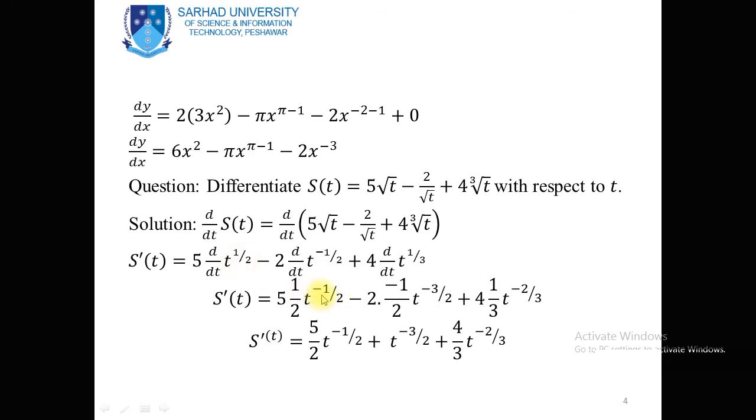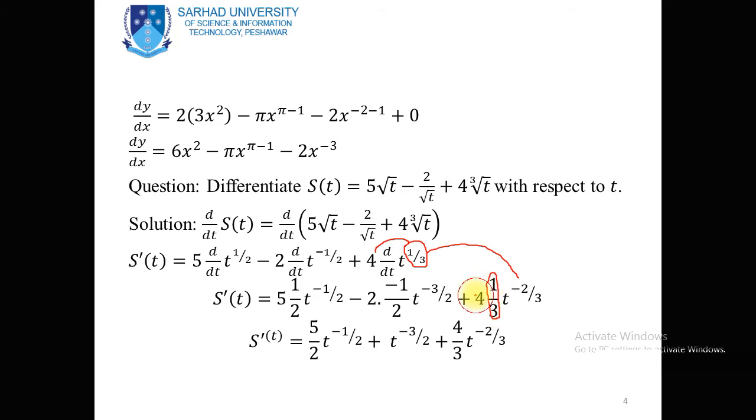1 over 2 minus 1 equal to minus 1 over 2, and now multiply this power with this coefficient and subtract 1 from the power. We obtain minus 2 dot minus 1 over 2 into t power minus 3 by 2, and similarly multiply this power. I want to highlight this power. Multiply this power with the coefficient and subtract 1 from this power, we obtain minus 2 by 3, and you see over here, multiply the power with the coefficient.